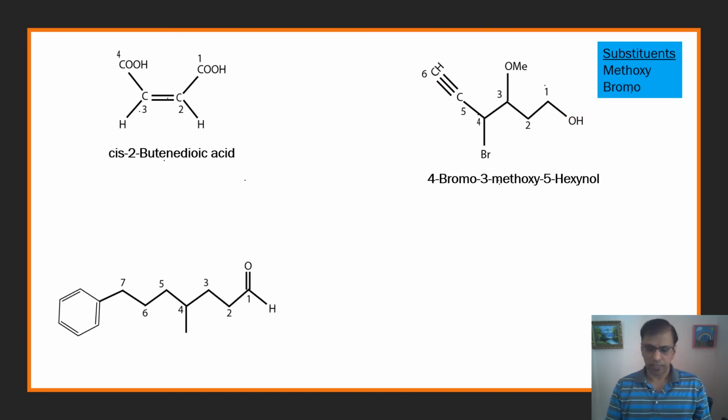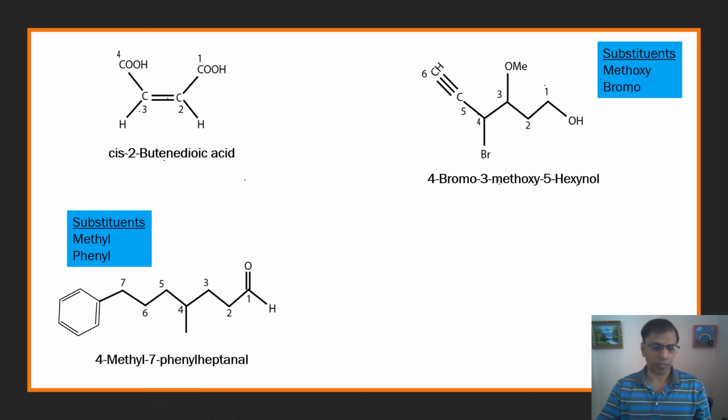So let's look at this molecule. Let's see the substituents on it. So the substituents are the methyl group right here and the phenyl group, and the numbering is from the carbon atom bearing the aldehyde. This is the aldehyde functional group, if you recall. So you start numbering from here: 1, 2, 3, 4, 5, 6, 7. So the phenyl group is located on carbon 7.